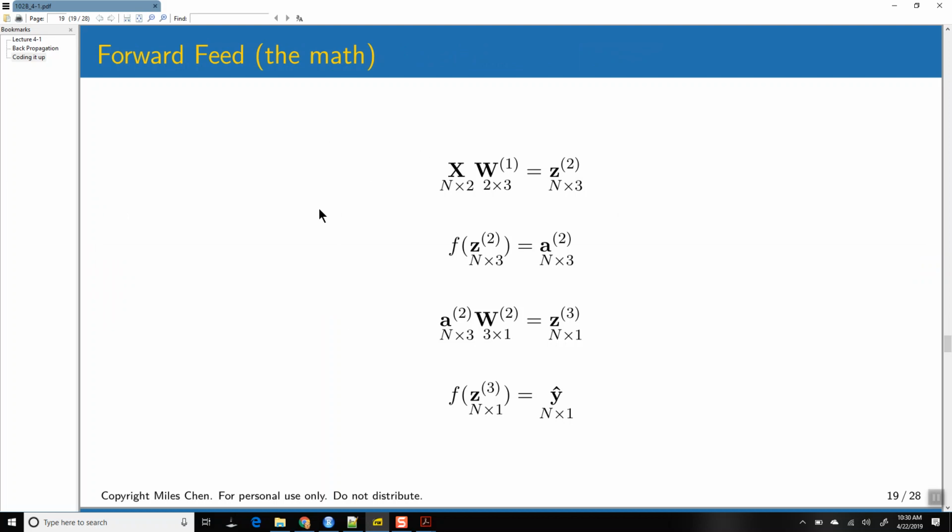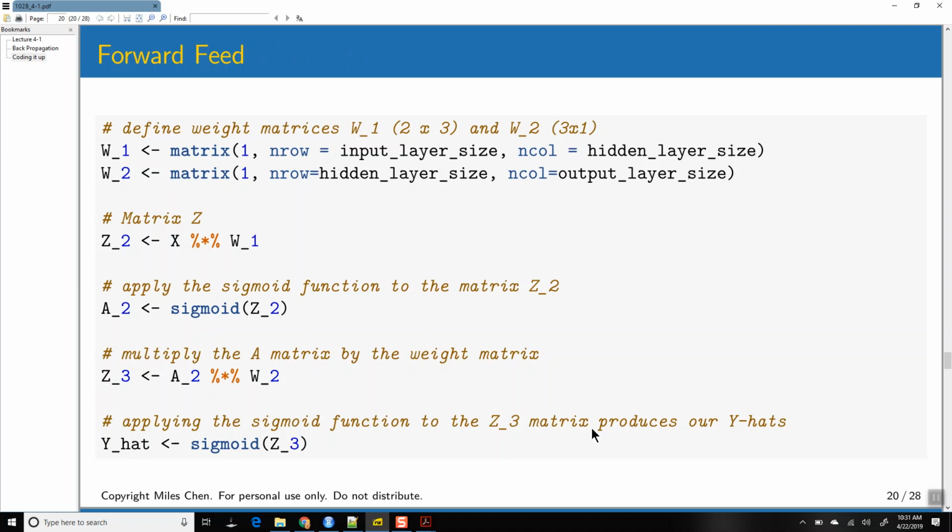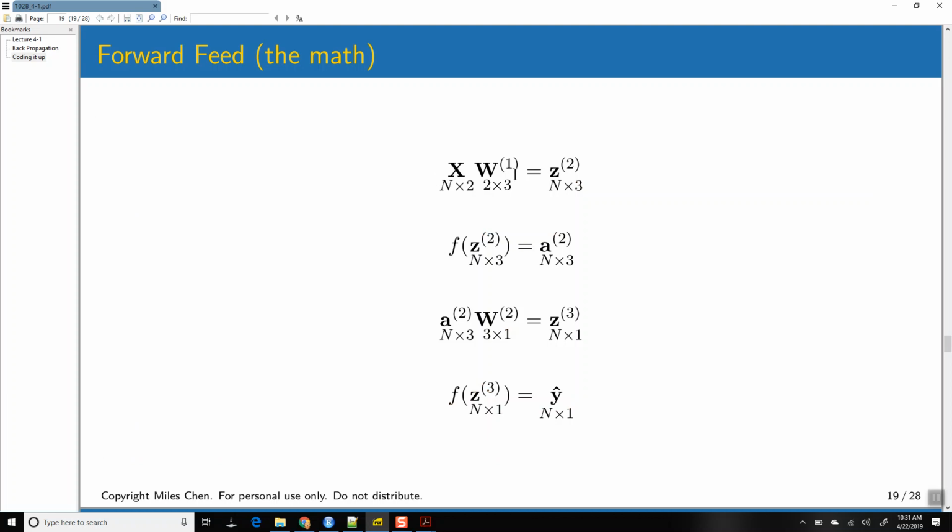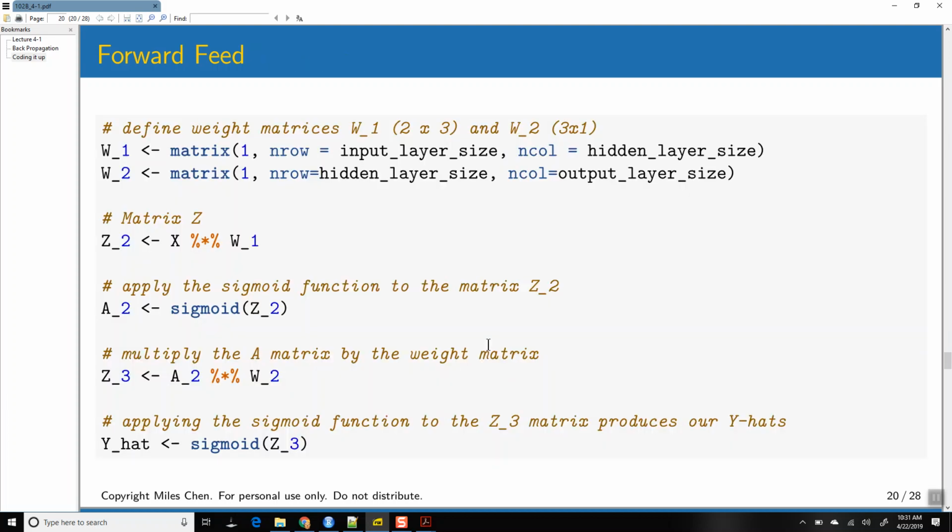And then again, this is the math part for the forward feed. We did x times w is z. We apply the activation function f and we get a. A times w is z, and we apply the activation function f to that and we get y hat. Okay? So for forward feed, I just defined some matrices w1 and w2, just like we have here. And w1 is 2 by 3 and w2 is 3 by 1.